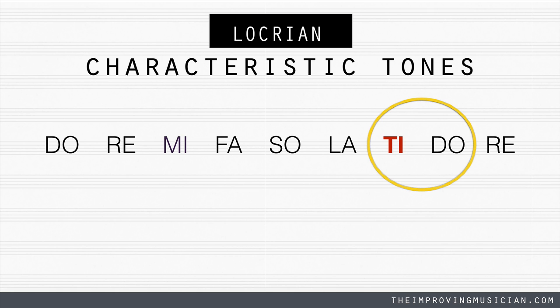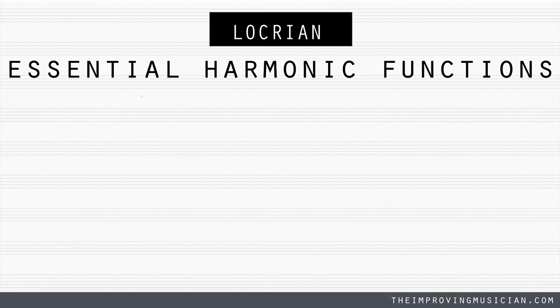Essential chords in Locrian are the 1 chord, which is diminished, the 7 chord, which is minor, and the 2 chord, which is major.